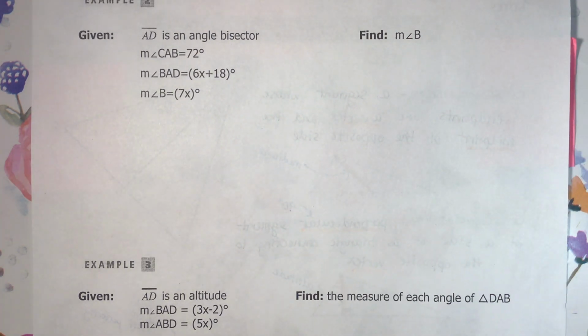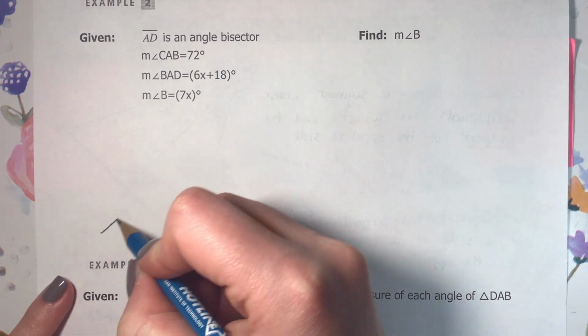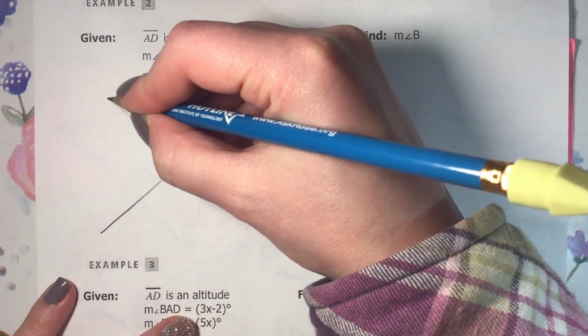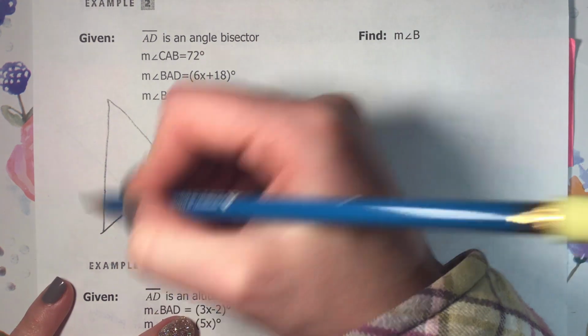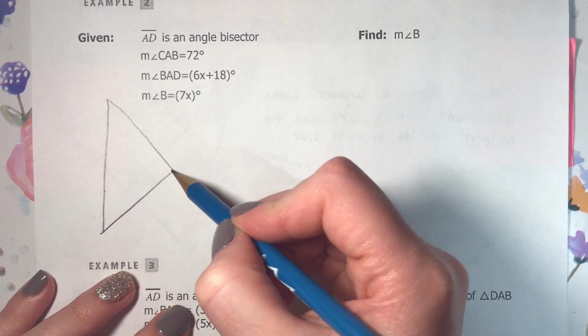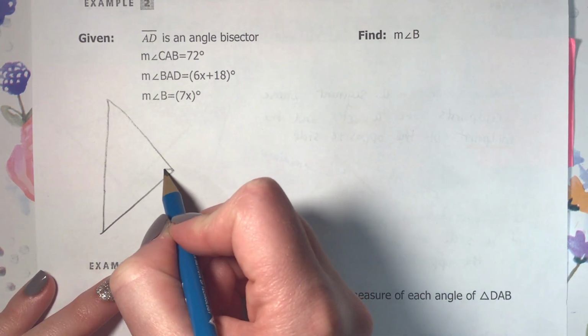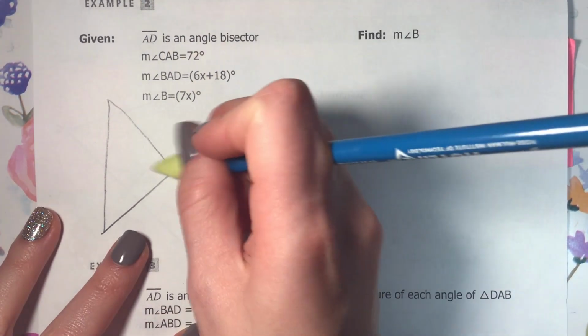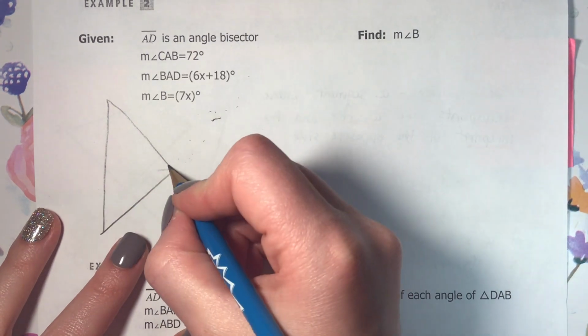Example 2 says AD is an angle bisector. We want to find the measure of angle B. So we need to organize our image first. Because we have an angle bisector, I know I'm going to need an angle. So I'm just going to start drawing an angle. I'm going to go ahead and draw a triangle. It says AD is an angle bisector. So I'm going to bisect this angle just so it's easy. Well, if I can draw it in the right spot.